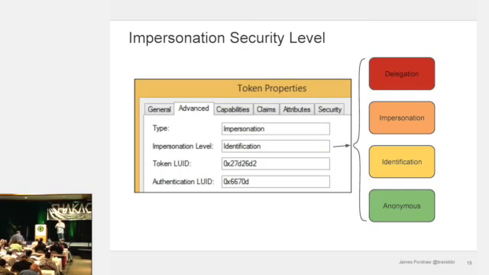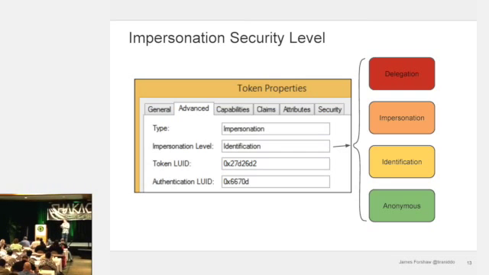So the top 2 on the right-hand side, delegation and impersonation, if you are assigned a token with these levels, you can pretend to be that person. You can access their files. You can access their other secured resources. From the kernel's perspective, you are that person. However, the bottom 2 do not give you that power.